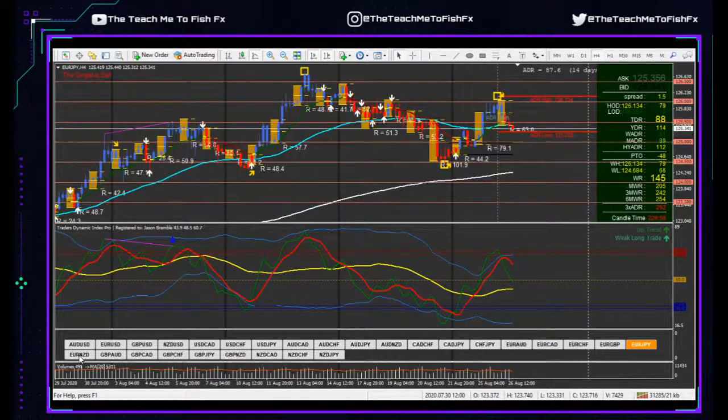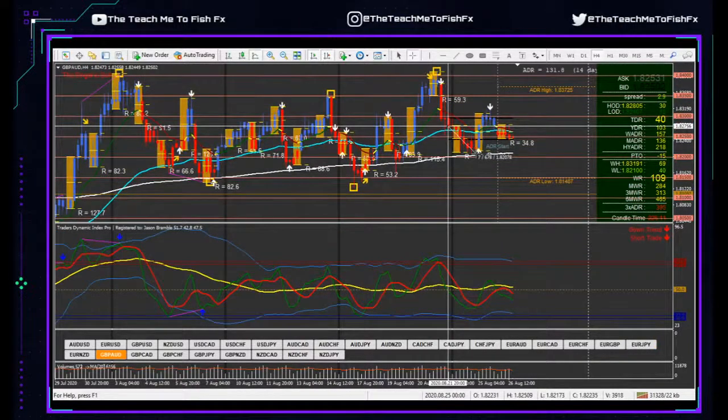That seems to have been a beautiful one here. We could have gotten in here and been up 105 pips so far. GBP Aussie, nothing fresh for this week, still playing off of the one from last week. Would have gotten in here, been up 67 pips, and we're still up 27 pips right now. But nothing fresh for GBP Aussie.